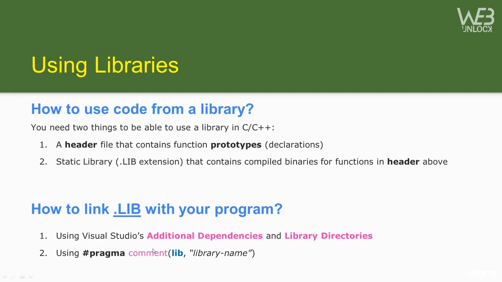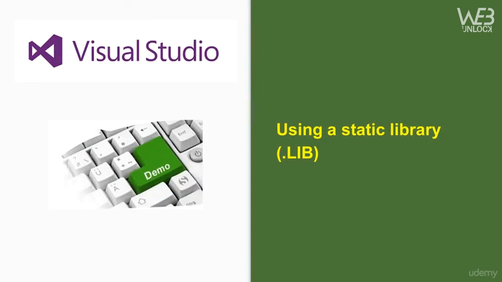There are multiple ways to include the lib file. I will show you that in the program we're going to build together. One of the ways is by using the pragma comment. I'm going to also show you that. And there are other ways where, within Visual Studio or the command line, you can specify additional dependencies and library directories. Let's jump into Visual Studio to see how we can use the static library we built in the previous lecture.